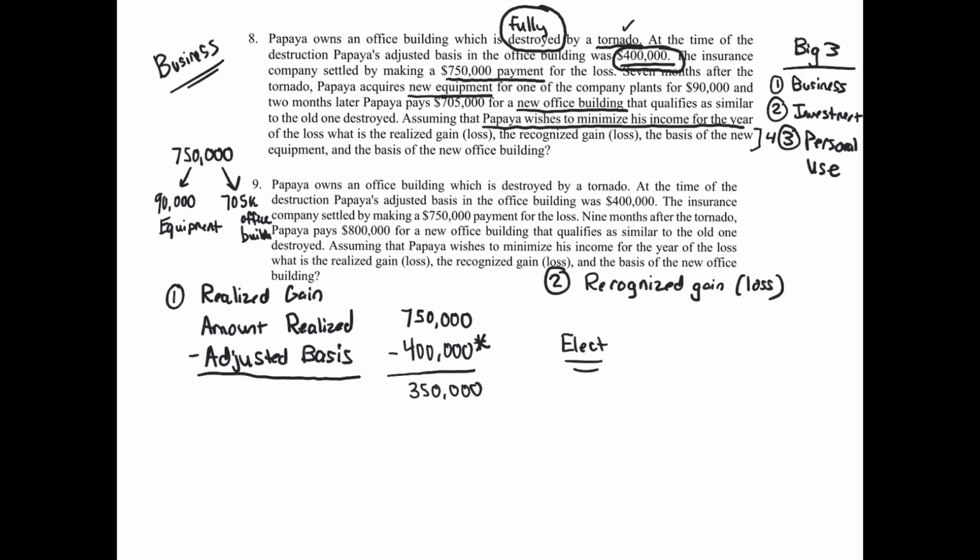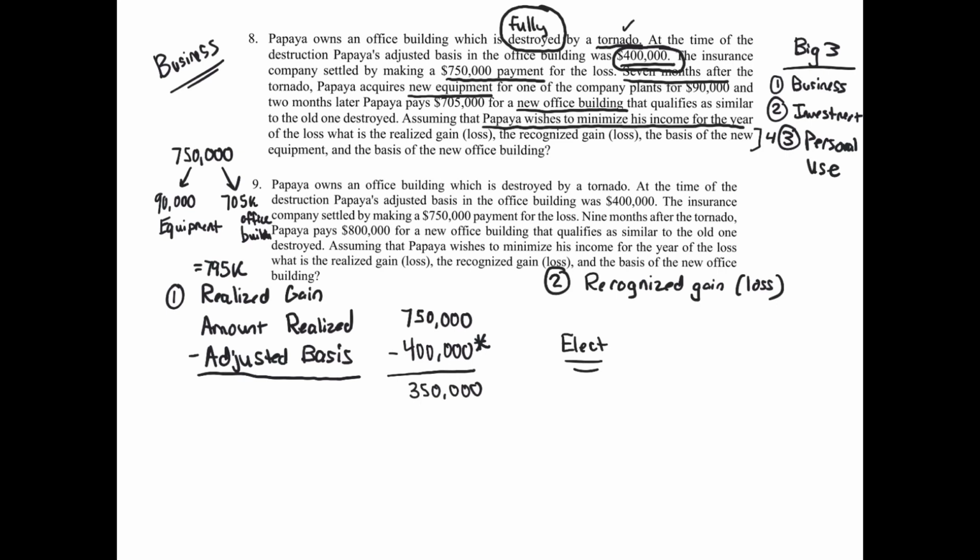So the idea here is something else is going on. $45,000 Papaya had to pay out of pocket economically. Now, if you look at the dates, 7 months after the tornado, Papaya bought the equipment. 2 months after that, Papaya bought the office building. So economically, it's more likely that Papaya uses $750,000 in order. But for tax purposes, this is very important.